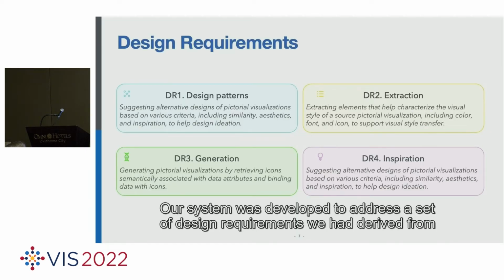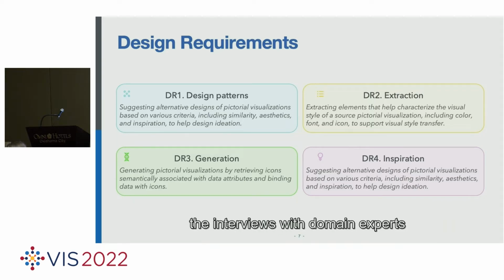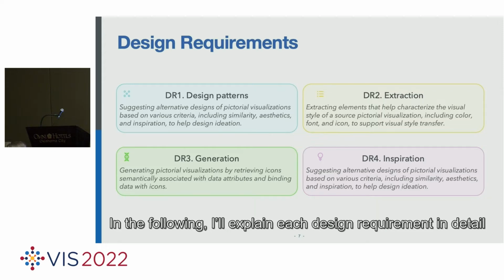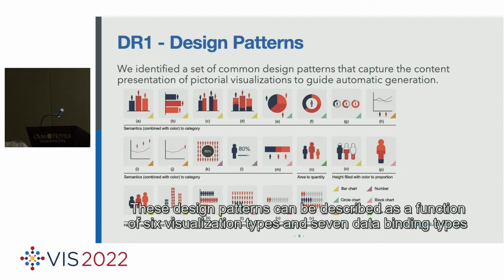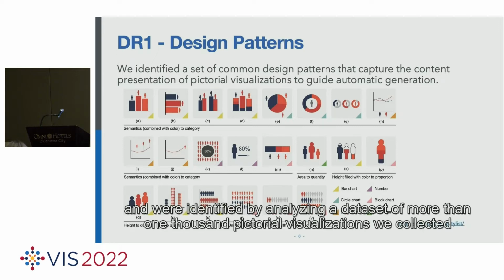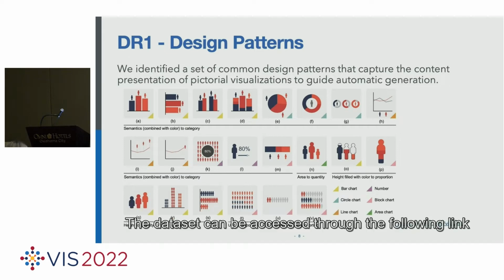Our system was developed to address a set of design requirements we had derived from the interviews with domain experts. In the following, I'll explain each design requirement in detail. First, we identified a set of design patterns of pictorial visualization to guide automatic generation. These design patterns can be described as a function of 6 visualization types and 7 data binding types, and were identified by analyzing a dataset of more than 1,000 pictorial visualizations we collected. The dataset can be accessed through the following link.